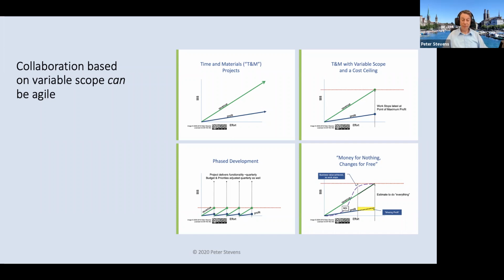Okay, another attempt at this is what's called money for nothing, changes for free. Here, the idea is we make explicit that the scope can be changed by replacing something you haven't started with something that you believe is more valuable. So the idea here is, you get to a point where the features that you're adding don't have much impact, so let's go do something else that has much more impact.